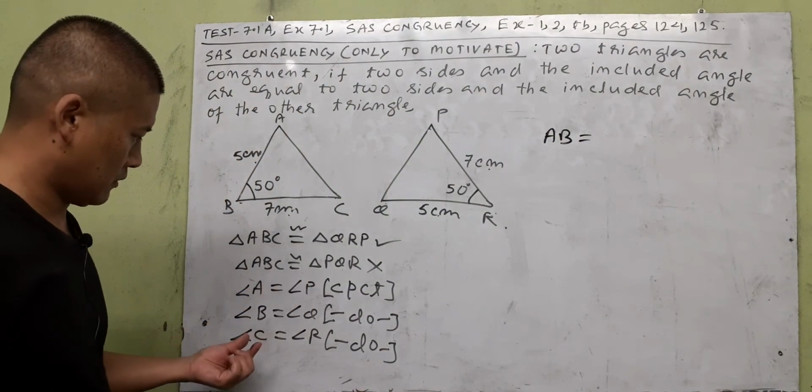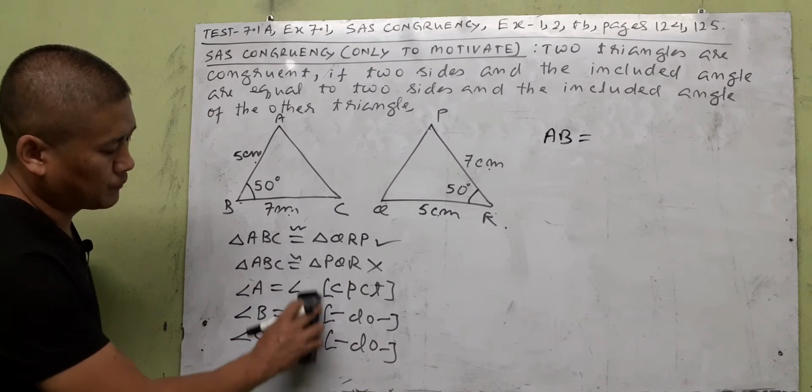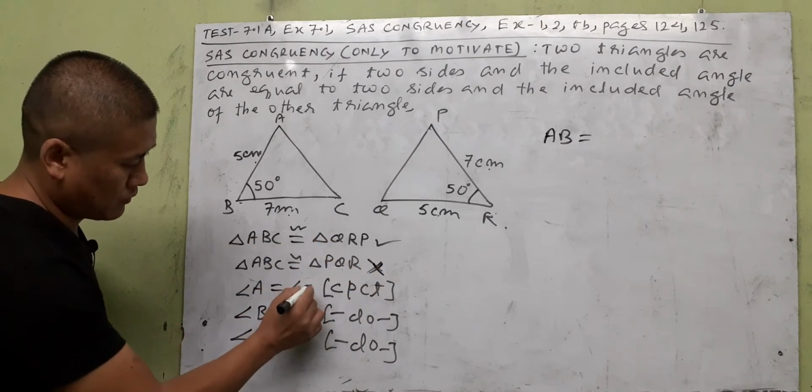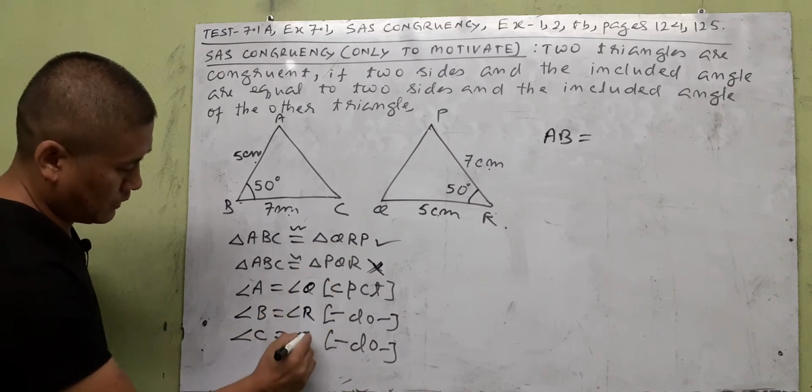Oh sorry, we made a mistake. This is the wrong way of writing. Sorry. Go back here. Here see A and Q. So Q, B and R. Third letter C and P.